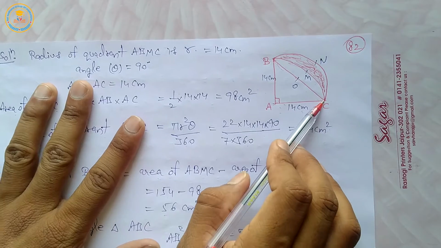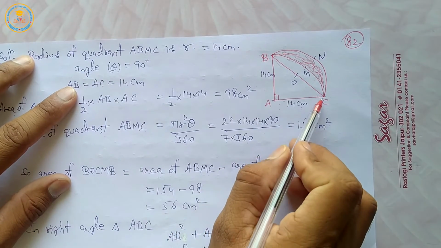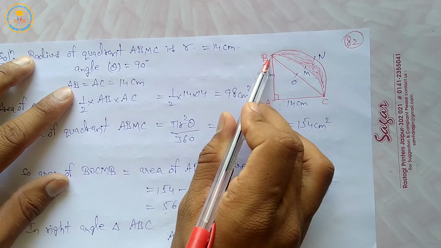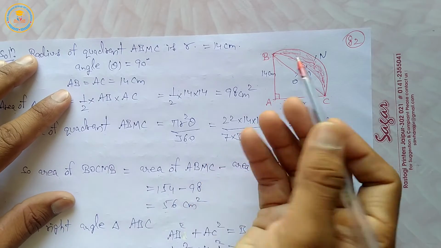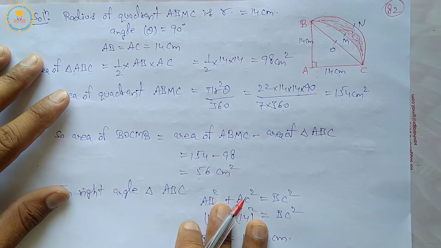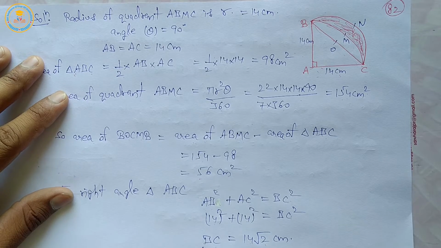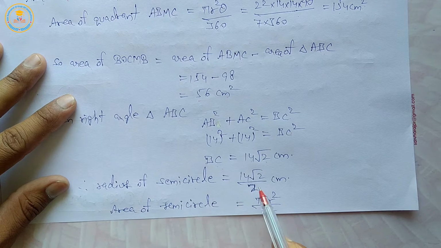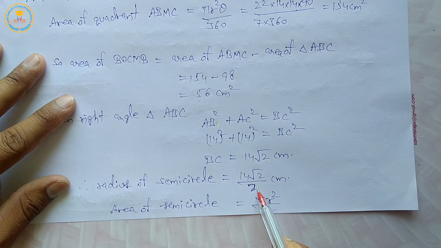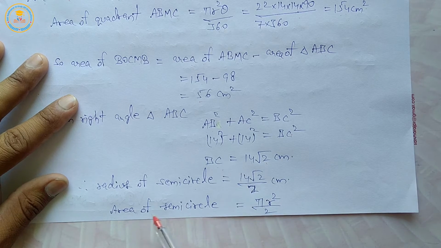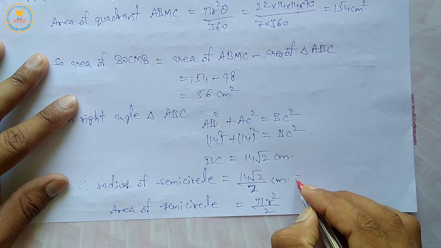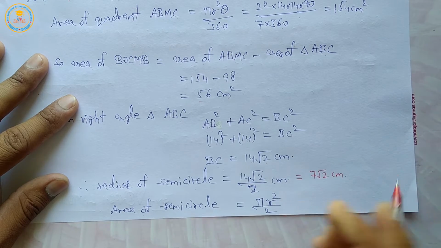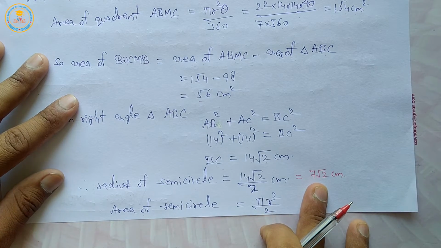BC is the diameter of this semicircle. It means the radius of that semicircle is divided by 2. Radius is half of diameter, diameter is double of radius. Therefore BC is the diameter of the semicircle, and the radius is 14 root 2 divided by 2. Cancel out, so we get radius is 7 root 2 centimeter.